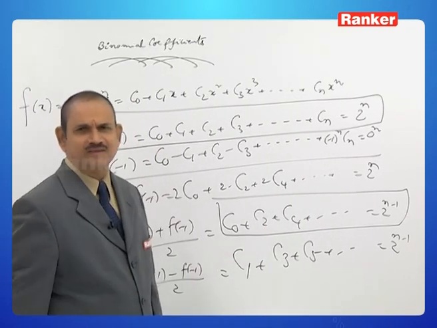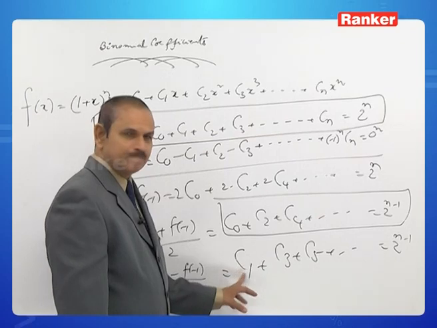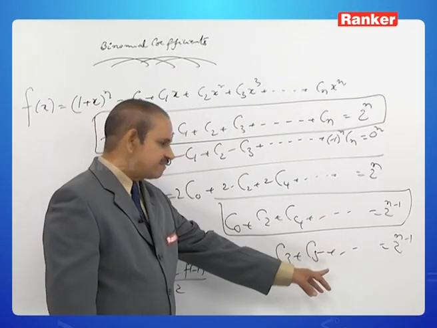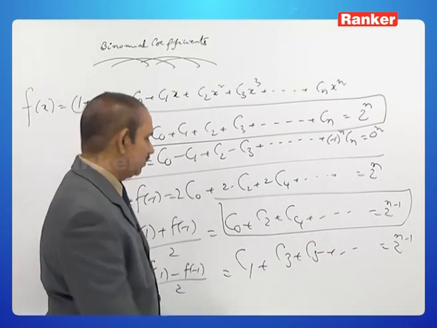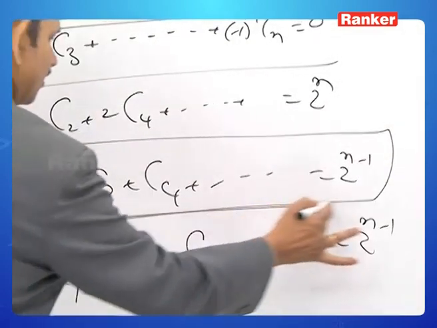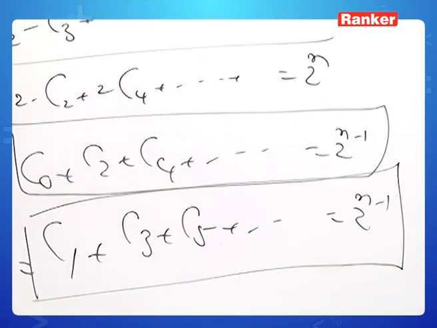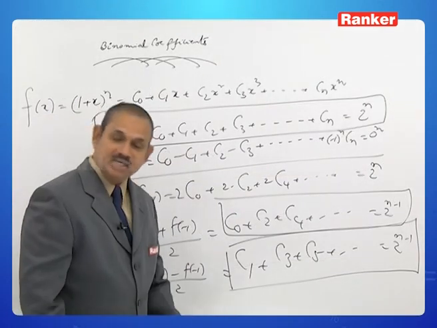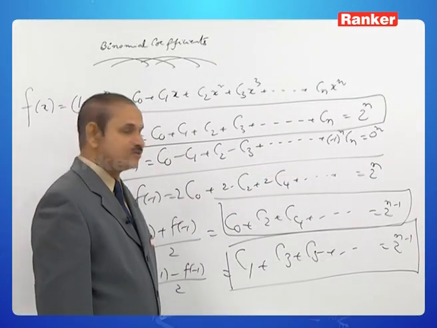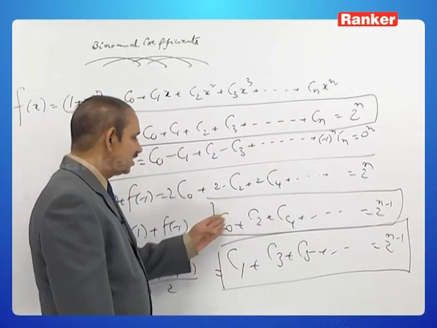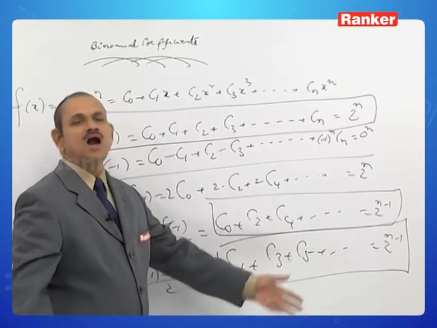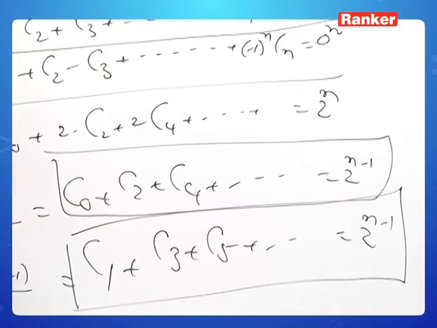You can easily grasp that. Coefficient of x cube, coefficient of x power 5 and so on, isn't it? So this is a sum of all coefficients of odd powers of x. Not only that, hereafter we habituate to call these even coefficients and these odd coefficients, isn't it?